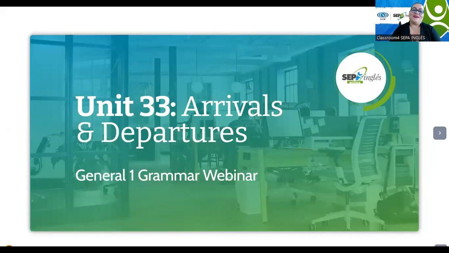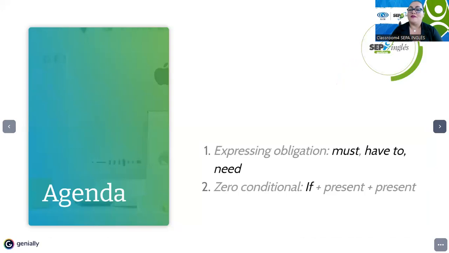Okay, let's talk about arrivals and departures. In the general grammar, we are going to see how we are going to talk about this. First, expressing obligation, that are the modals must, have to, and need. And the zero conditional, that is the if clause, meaning if plus a structure in present and another structure in present. It is important that you take note of this because we are going to follow with the same content, and this is basic, okay? Let's repeat again. For expressing obligation, we are going to use must, have to, plus the present, plus another present. Okay.